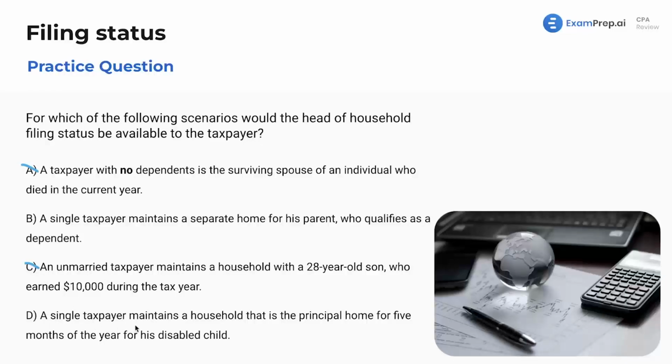And lastly here, a single taxpayer maintains a household that is the principal home for 5 months of the year for his disabled child. And this is going to be unavailable as well, only available to taxpayers who are unmarried and maintain a household for a qualifying dependent. Now, this person is not going to meet that criteria. This is 5 months of the year, not the full year, the majority of the year, anything like that. So this is not going to be available as well. That's going to leave us with our final answer here of letter B. More great questions. Keep practicing up. You got this. I've got some faith in you, and you can do it. Take care. I'll see you in the next one.